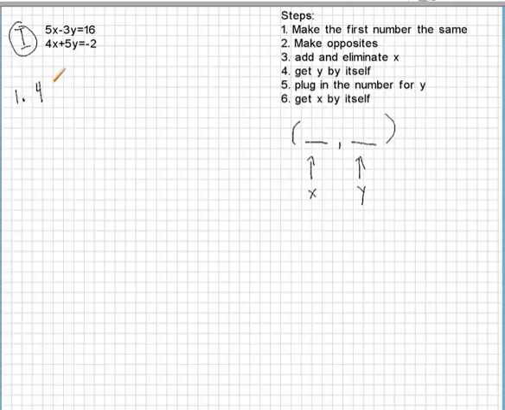So for step 1, I take the whole first equation, put parentheses around it, and multiply it by 4. Then I take the equation on the bottom and I multiply that whole equation by the first number on the top. When we're done, it looks like this.